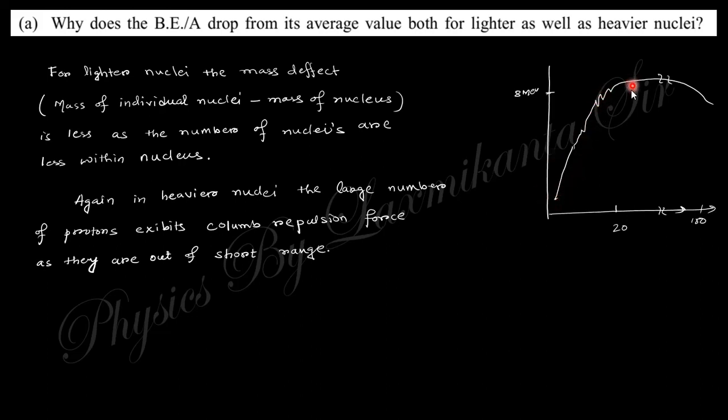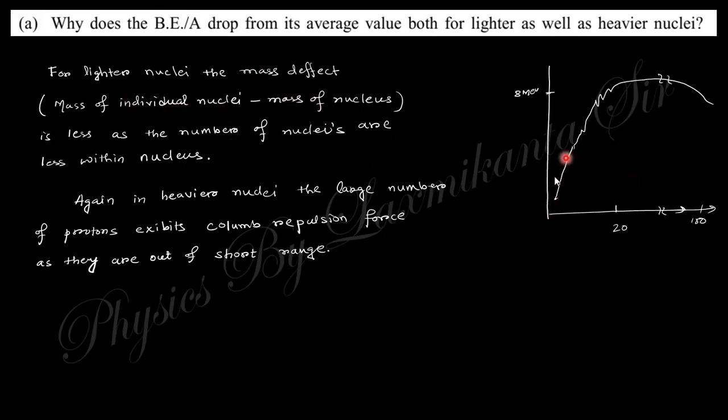Actually, in the lower region, the mass defect is very low, because the number of particles is low. What is the mass defect? You have some protons and some neutrons, and you know the mass of the proton and the neutron. If you add them, you get the total mass of the individual nucleons. And the mass of the nucleus formed by the neutrons and protons is different. This difference is known as the mass defect.